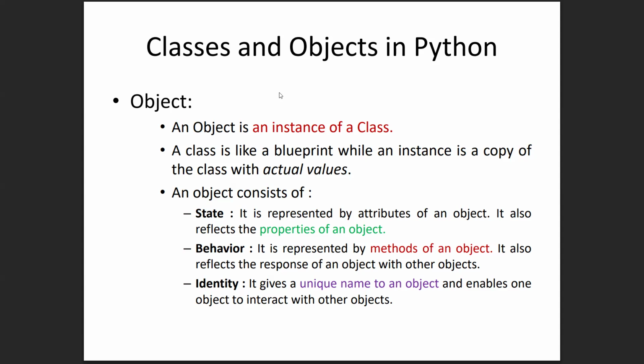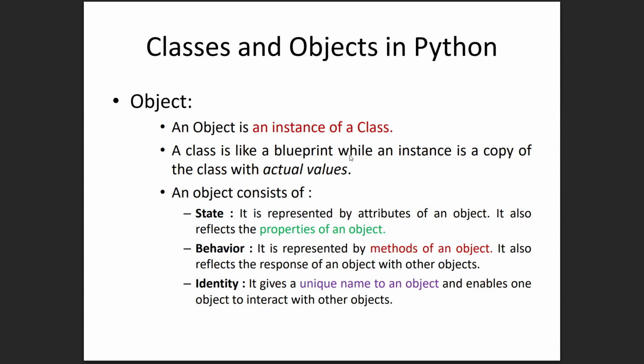So see, a class is like a blueprint, while an instance is a copy of the class with actual values. Instance means nothing but a copy of the class with actual values. That is the meaning of the instance. And what will an object contain? It will contain state, behavior, and identity.